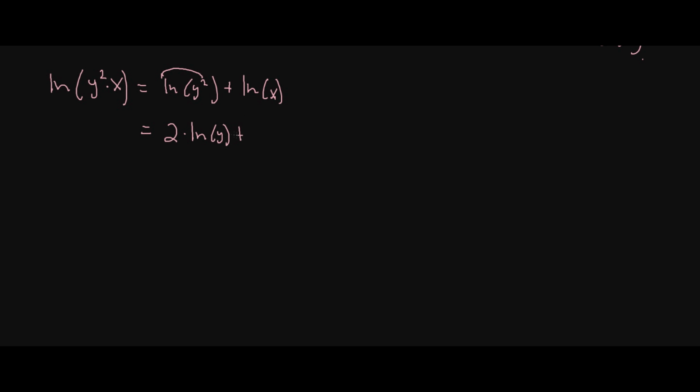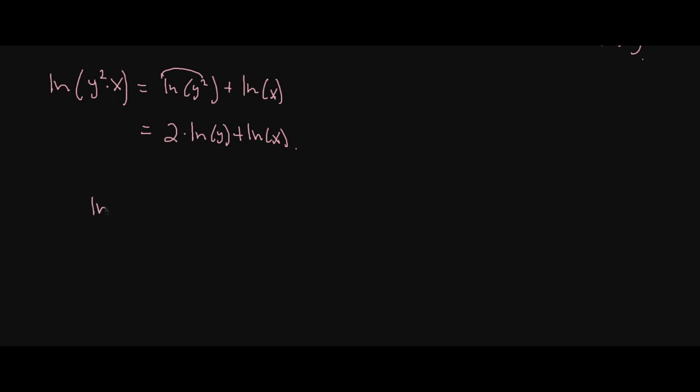Let's try expanding. Let's say I have ln of y squared times x. This is going to become ln of y squared plus ln of x, just expanding it out. And because I have this exponent of 2, I can just pull it out. So this whole thing becomes 2 times ln of y plus ln of x. You can see the properties are the same. It's just ln.